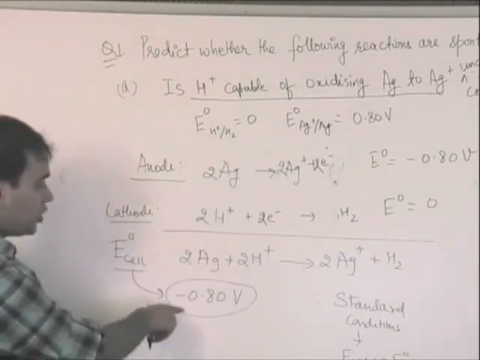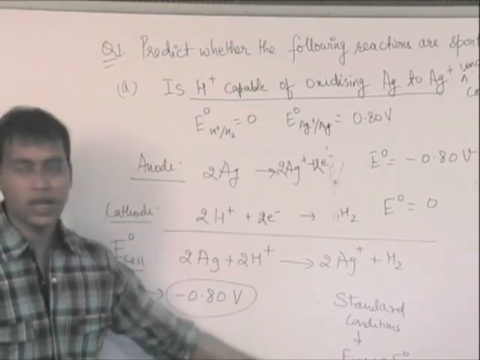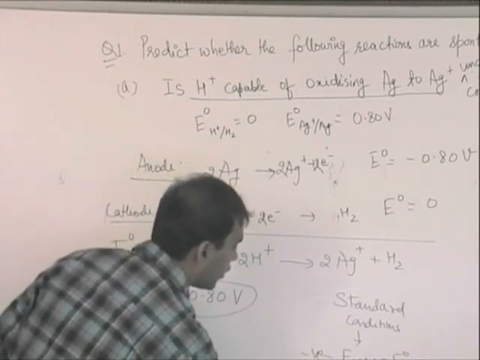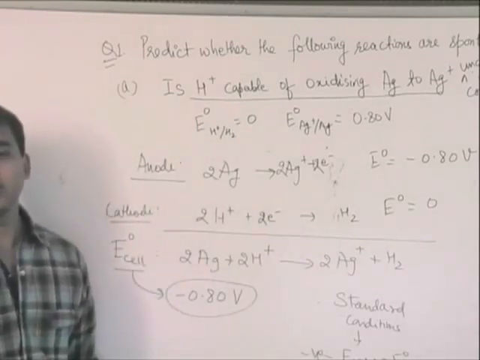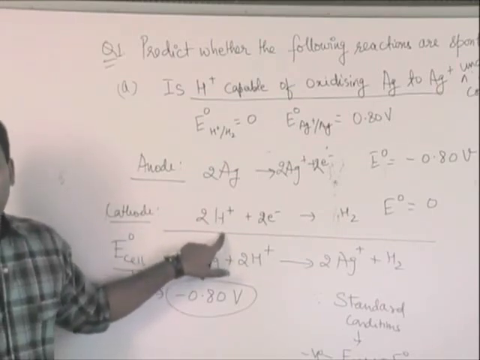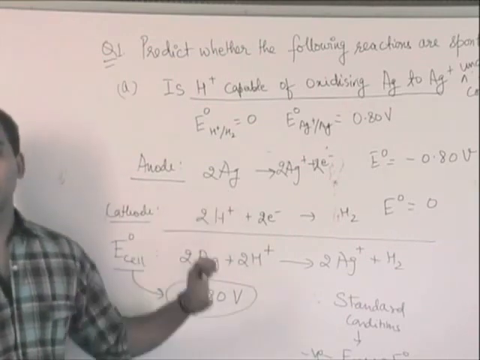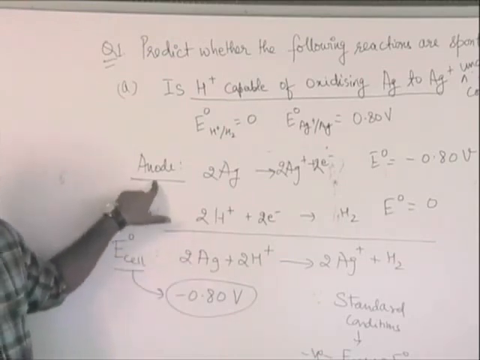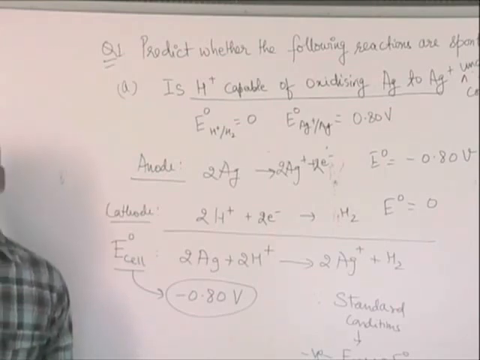Fine? And we say that E naught cell is coming out to be negative, or we can say that the E cell is negative, and thus we can say the reaction is not spontaneous. Now see, what is the conclusion we got from this? Suppose I use hydrogen as a cathode and silver as anode, then the reaction is not spontaneous. What does it mean? That I have to use this as anode and use this as cathode. Simple enough. Everyone is clear?